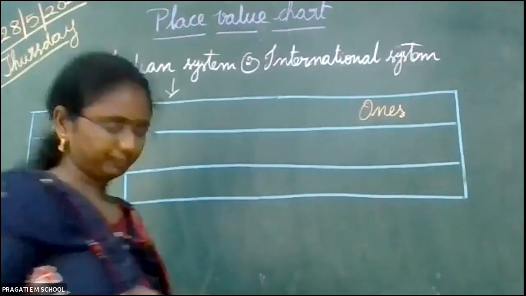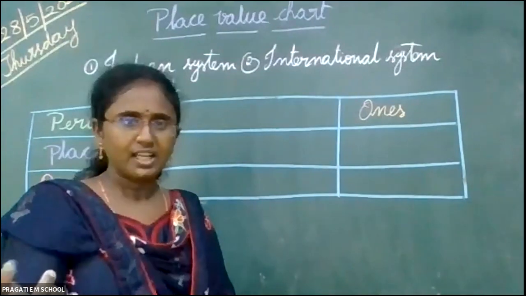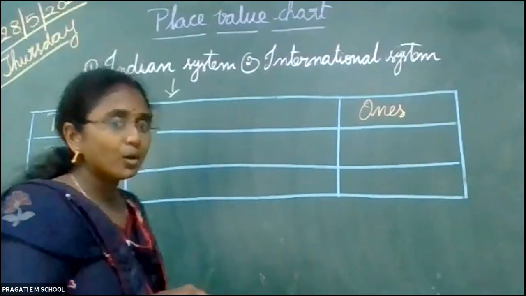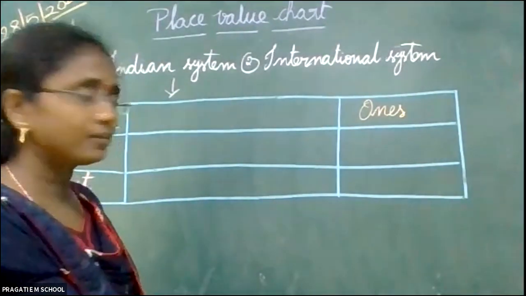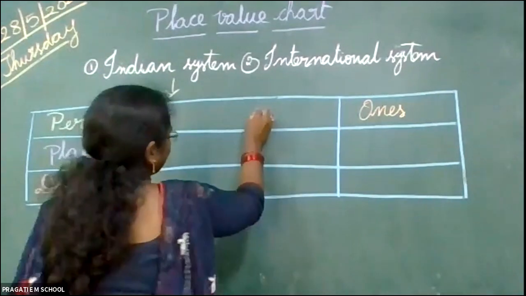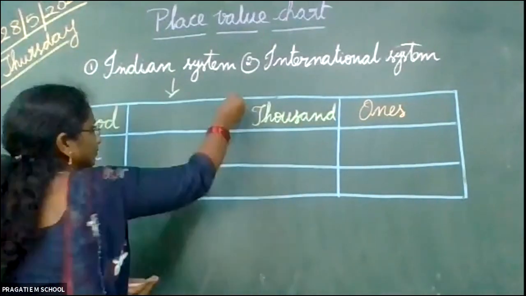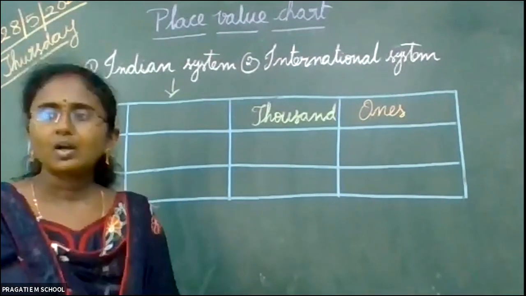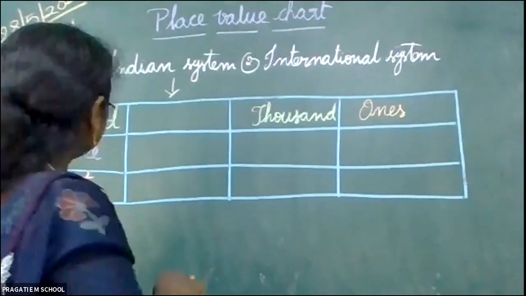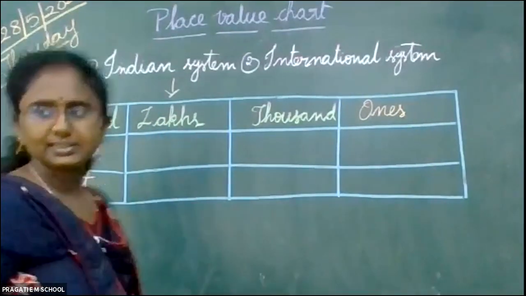Okay, children? After that, thousands and 10,000s: these two places are in the thousands period. Those two are in another period, that is called the thousands period. After that, lakhs. The next period is lakhs.